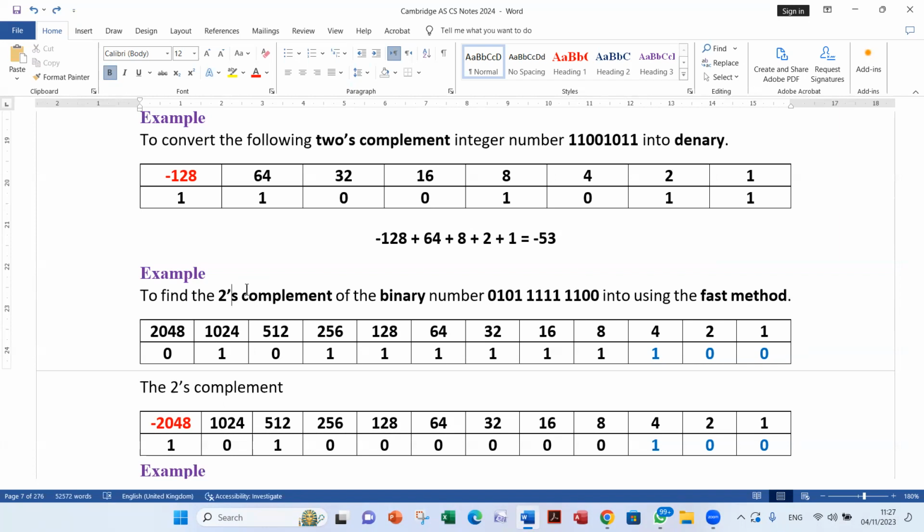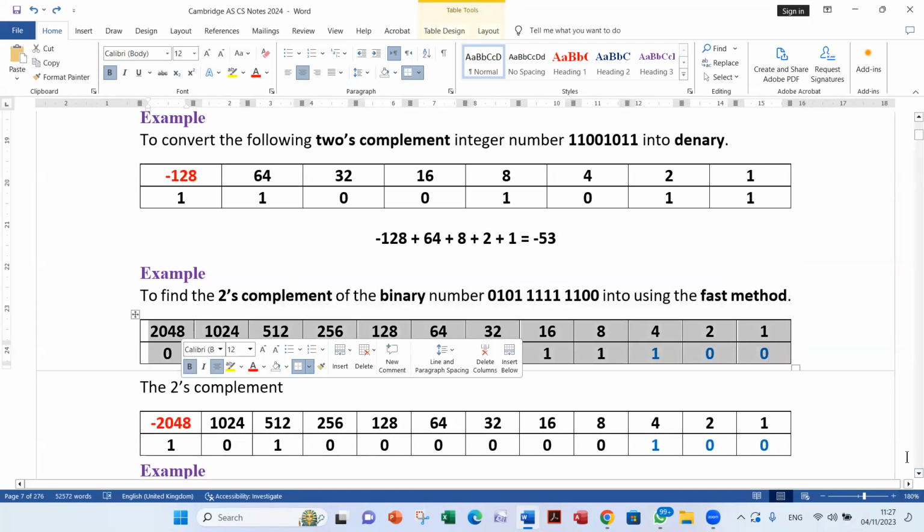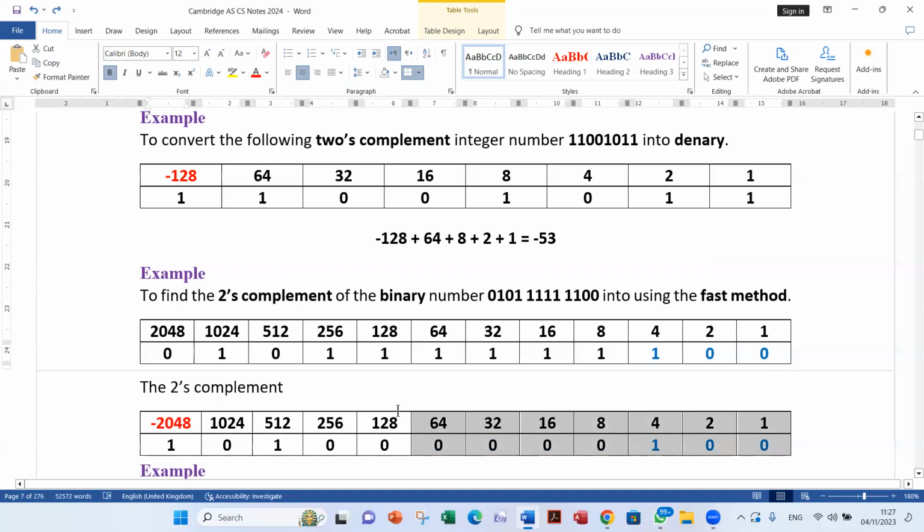Is that method clear for you? You can practice by finding the denary equivalent of this and of that, and they will be exactly the same number except for that negative sign. Do that yourself to find confidence in what you are doing.